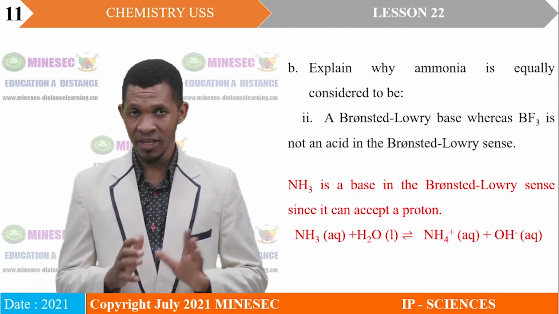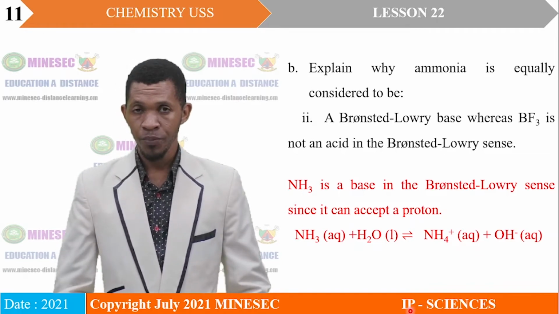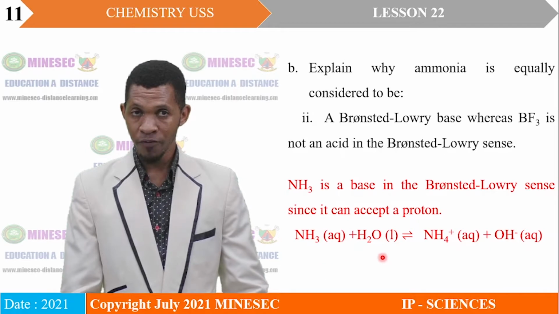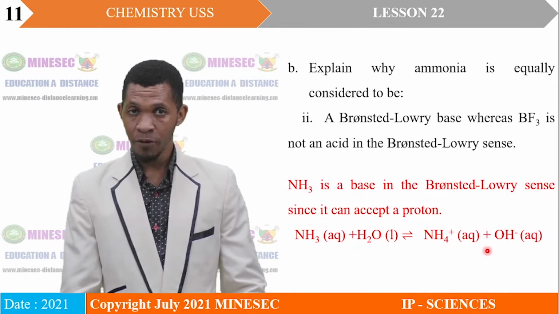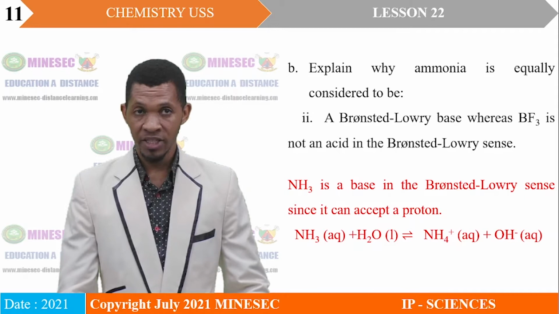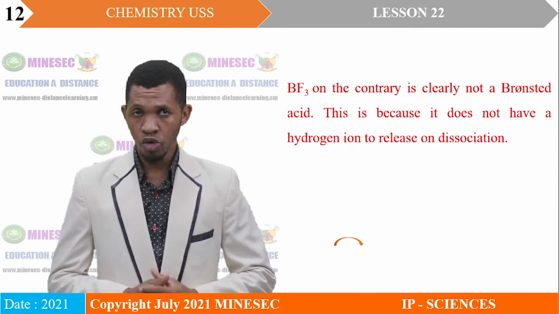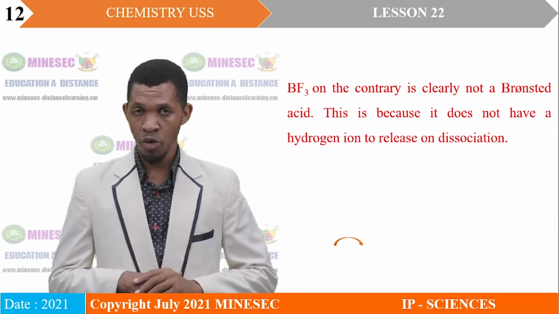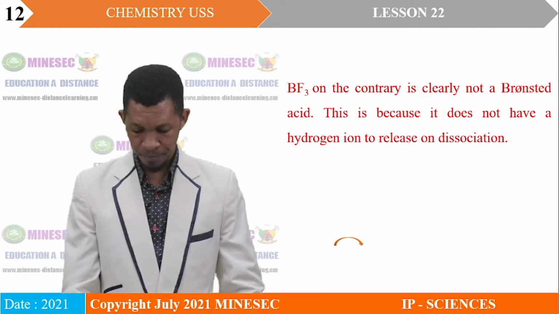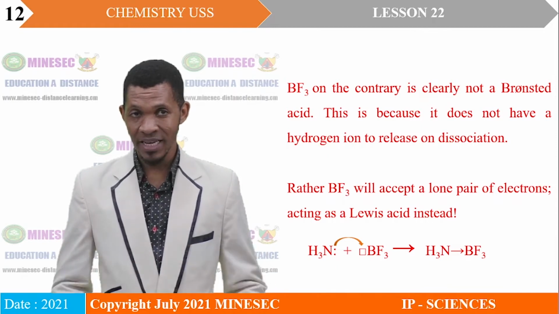Now, ammonia is a base in the Bronsted-Lowry sense, since it can accept a proton. Looking at the reaction given to you, you discover that water donates a proton to ammonia. Ammonia accepts the proton to form ammonium ion. Water donates the proton and forms hydroxyl ion. So ammonia is a proton acceptor, and a proton acceptor is a base in the Bronsted-Lowry sense. Boron trifluoride, on the contrary, is clearly not a Bronsted-Lowry acid. This is because it does not have a hydrogen ion to release on dissociation. Rather, boron trifluoride will accept a lone pair of electrons, acting as a Lewis acid instead.